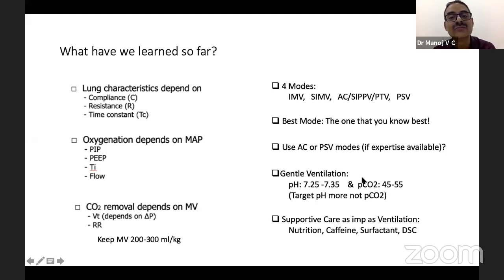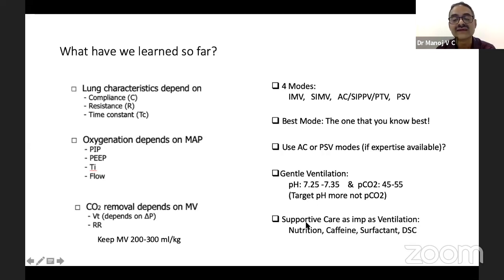We also talked about gentle ventilation, the concept where you target pH and not PCO2. PCO2 target is somewhere between 45 and 55 if it is an arterial blood gas, and the pH you target when you ventilate is between 7.25 and 7.35 and nothing more than that, because the idea is the lesser number of days you want a baby to be on ventilator. If you target higher pH, we will eventually end up ventilating for a larger number of days.